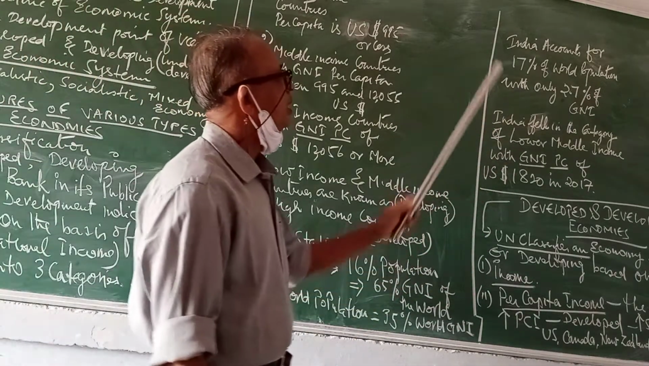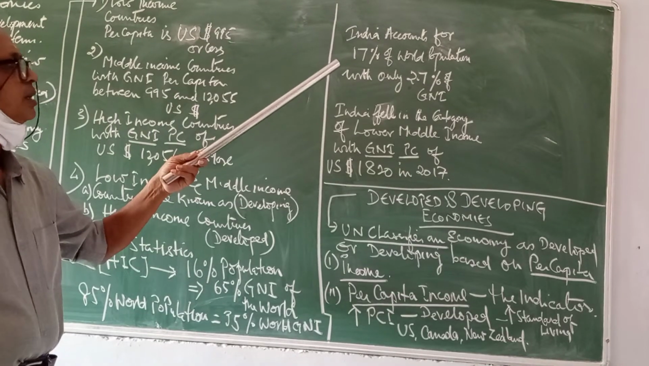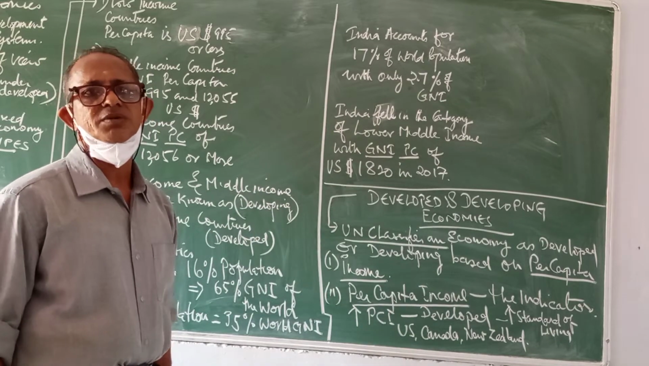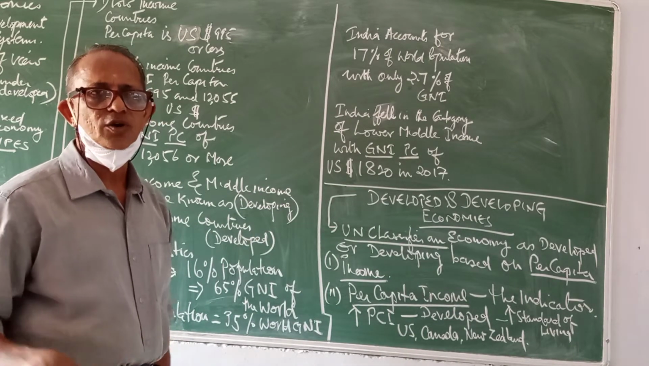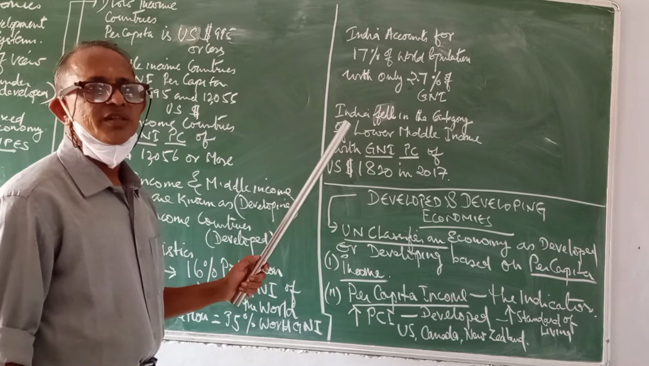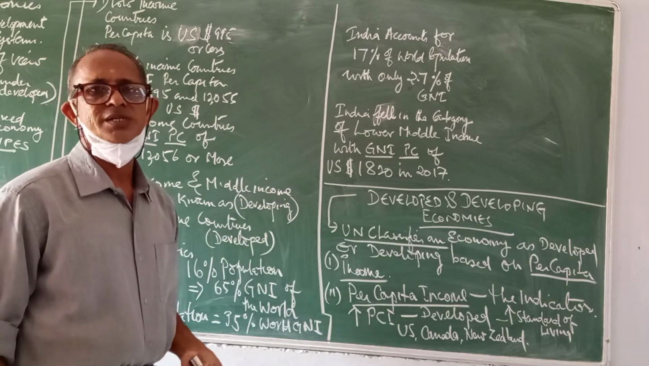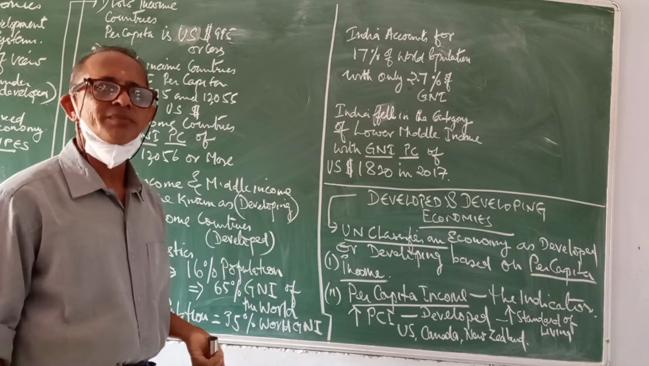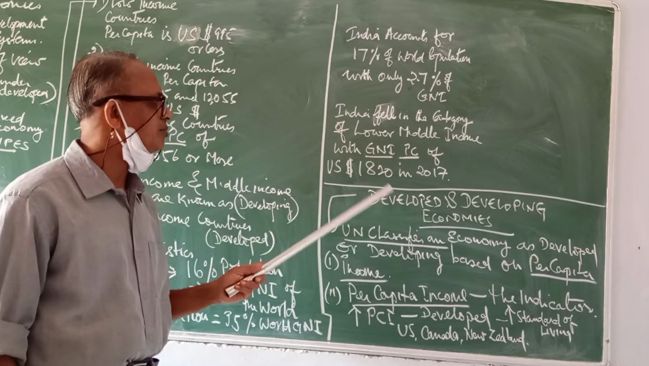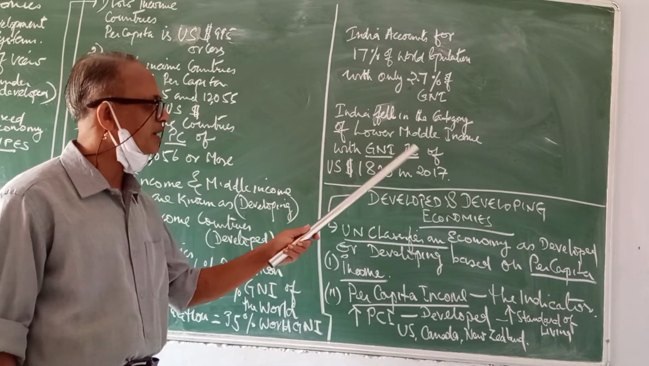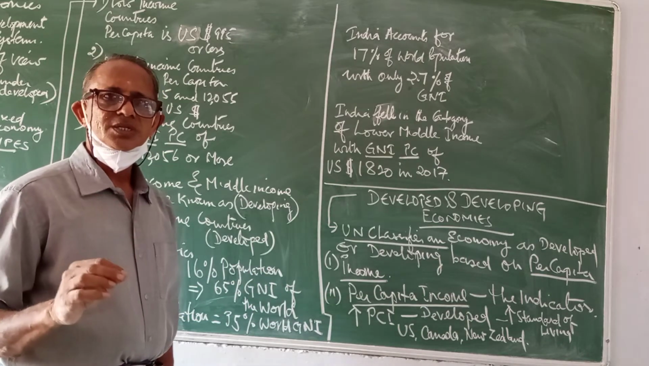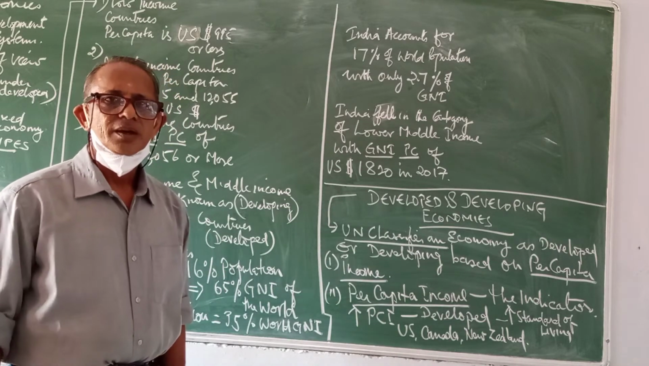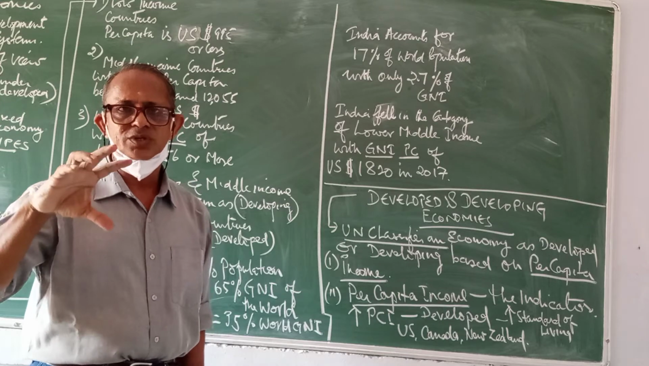Now, where does India fall? India accounts for 17% of the world population, and with a pathetic 2.7% of GNI. So India falls in the category of lower middle income, with a GNI per capita income of US dollars 1820 in 2017. I hope students, you have understood these basic points.